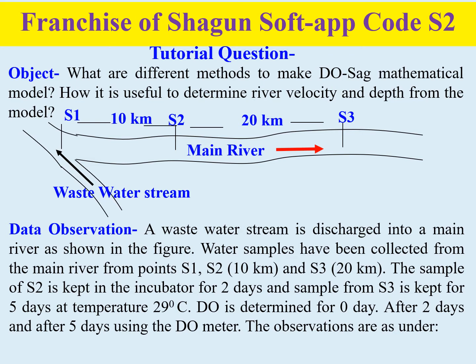A wastewater stream is discharged into a main river as shown in the figure. Water samples have been collected from the main river at points S1, S2 10 km and S3 20 km. The sample of S2 is kept in the incubator for 2 days and sample from S3 is kept for 5 days at temperature 29 degrees centigrade. DO is determined for 0 day, after 2 days and after 5 days using the DO meter. The observations are shown in the table on the screen.